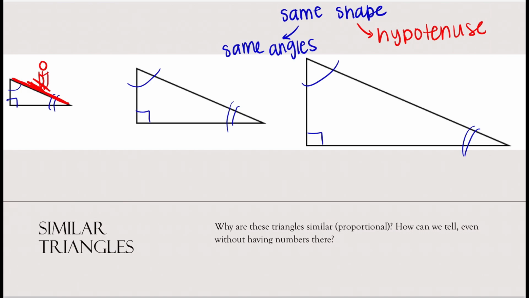But it would be the same slope for all of them. Yes, some of them are longer, but the slope is the same for all of them. And that's where the idea of slope comes from. And no matter where you are on a line, that slope is going to be the same.